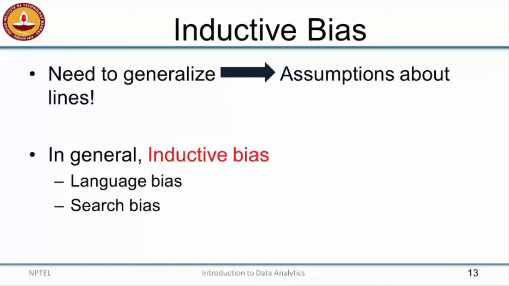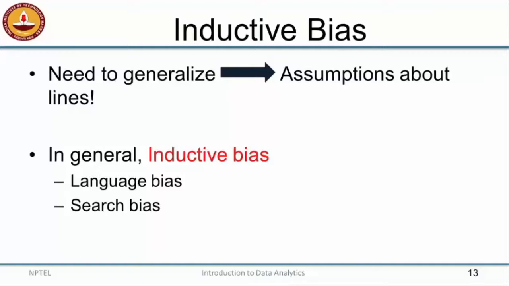But what I am interested in is to be able to perform well on data that I have not seen before, and therefore I need to be able to generalize to unseen data. And the only way I can generalize to unseen data is by making assumptions about the model. I have to make some kind of assumptions about what kind of lines, in this case, should be separating the buyers from the non-buyers. So whenever I have this kind of a need to generalize, it translates to assumptions on these lines.